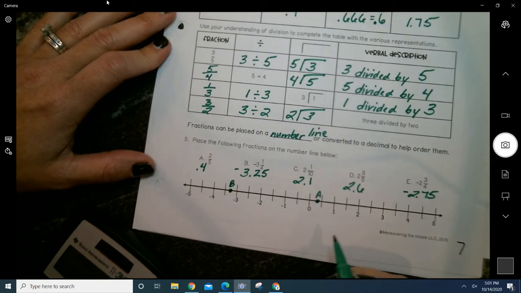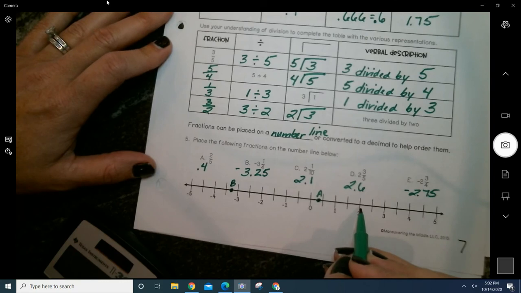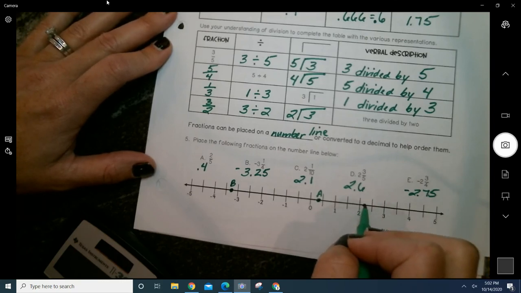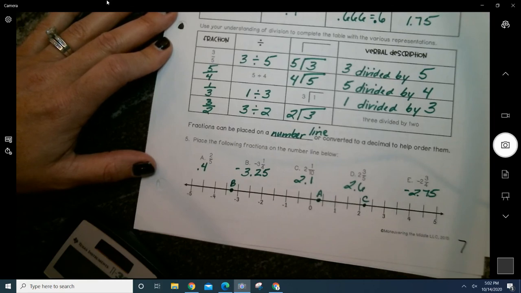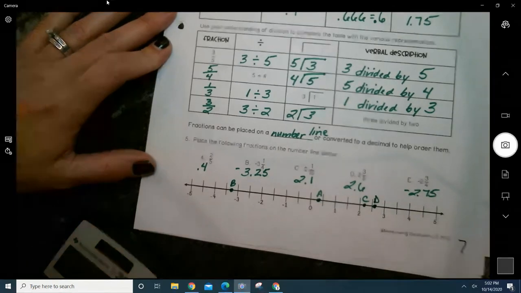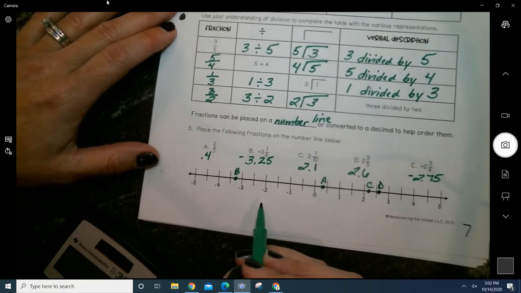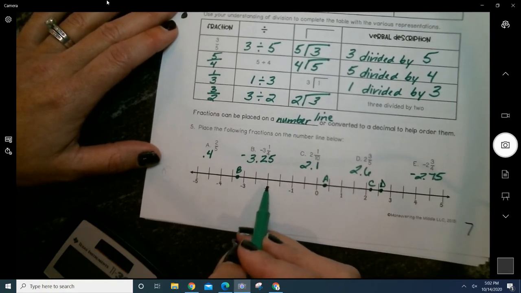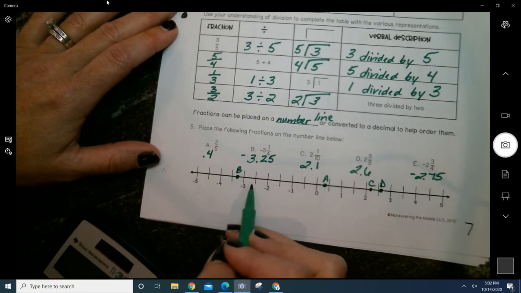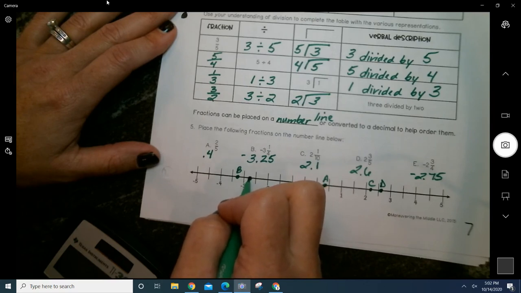All right, let's place C, D, and E. For C, you have 2.1. So that's going to be a little bit further than 2. I'm going to put that right here. D is 2.6. So it's going to be between 2 and 3, and slightly more than halfway, slightly more than 2.5. So that would be right here. For E, you had negative 2.75. So you're going to come over to the negative side of your number line, and you know it's going to be between -2 and -3, but it needs to be closer to -3. So it's going to be right here.